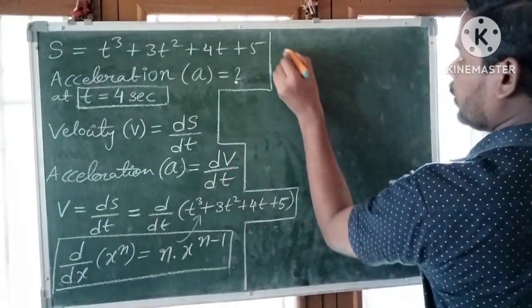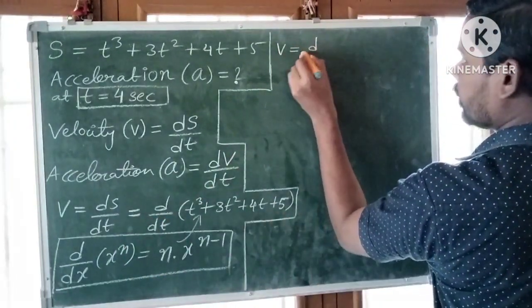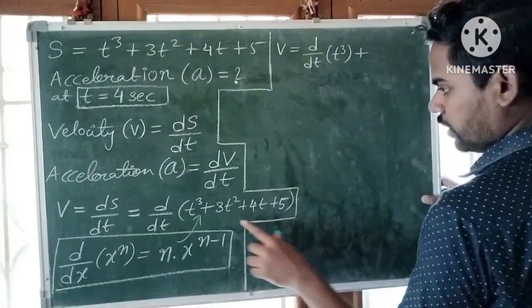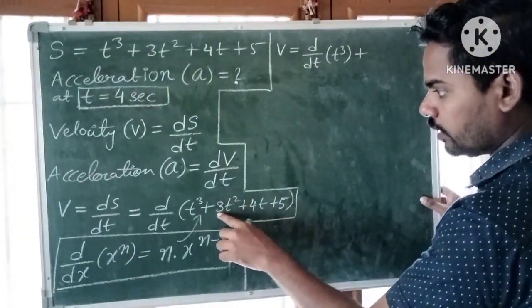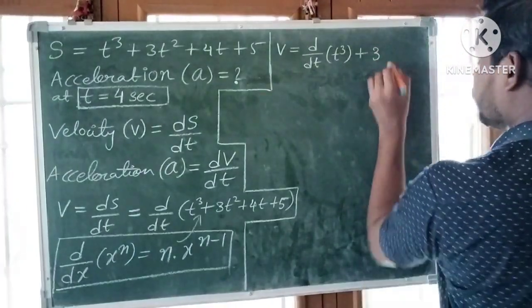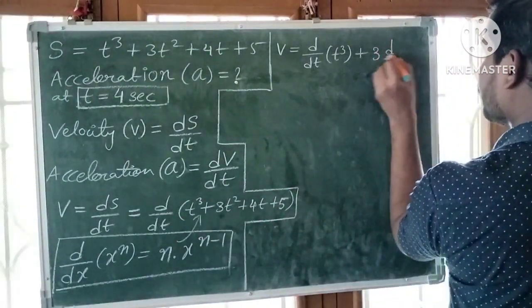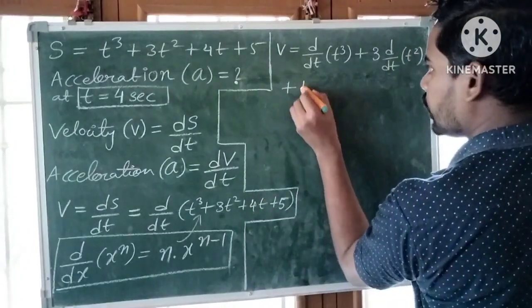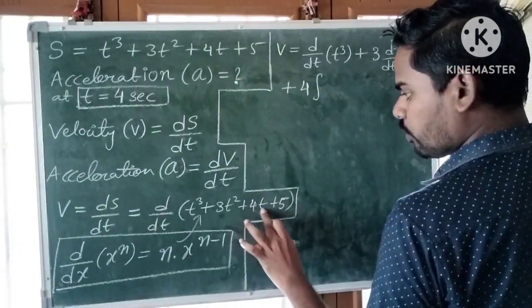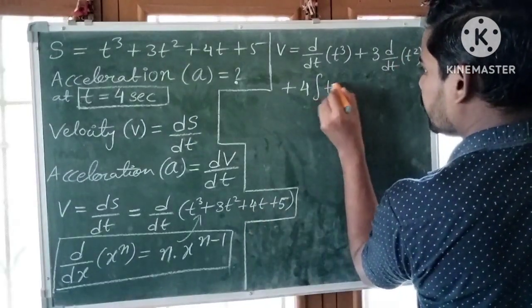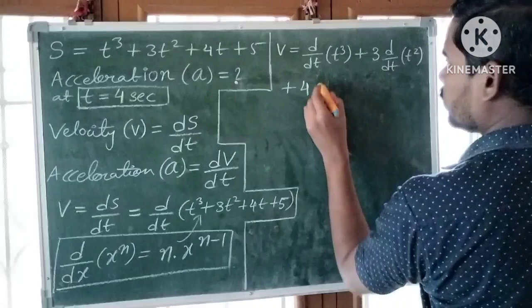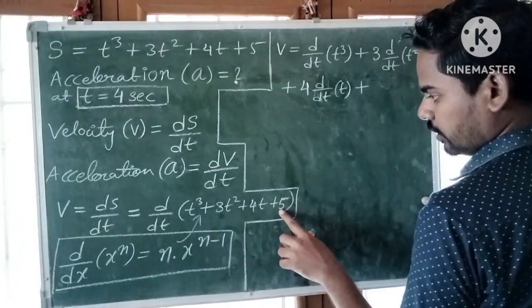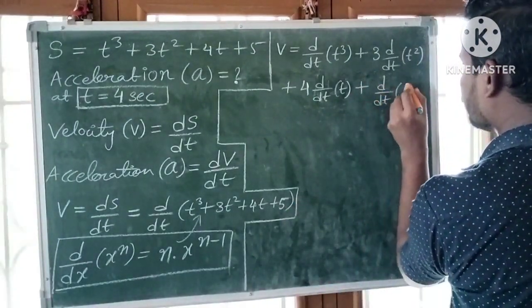First, v = d/dt of t^3, plus, here 3 is a constant, so take it out of the derivative: 3 times d/dt of t^2, plus, here 4 is also a constant, so take 4 out of the derivative: 4 times d/dt of t, plus d/dt of the constant.